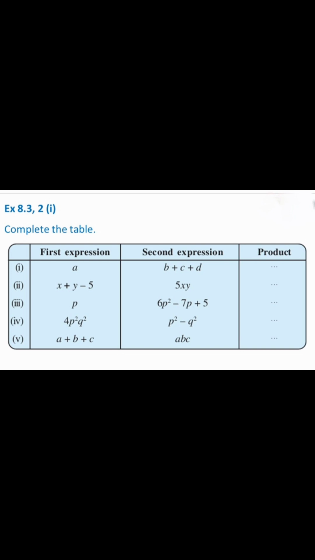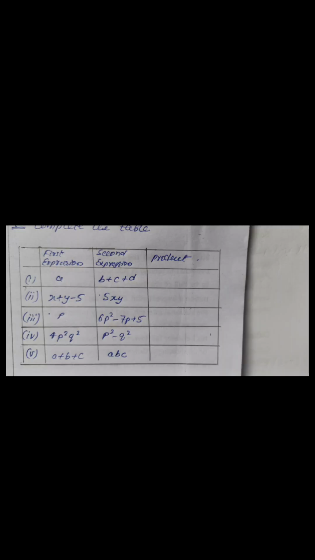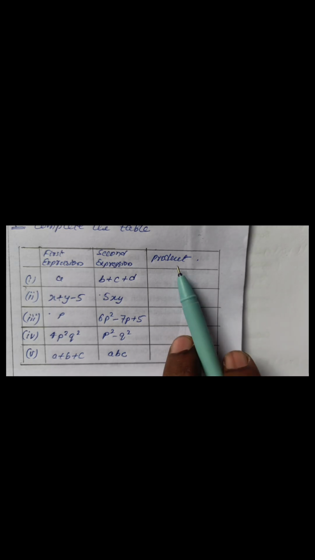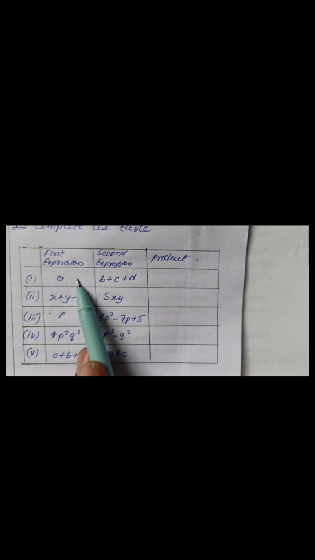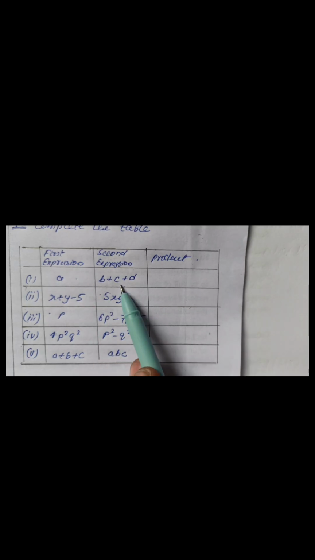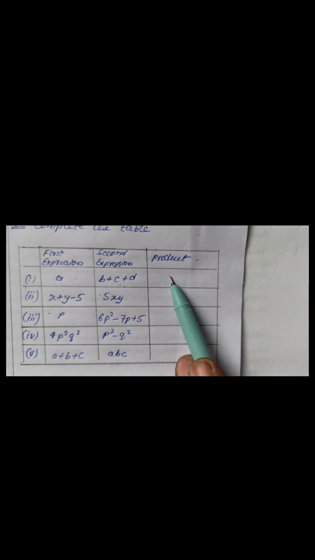Now we will move on to Exercise 8.3, second question. Complete the table. So we need to do multiplication here. Here they have given the first expression and the second expression. Product means whatever the result after multiplication we get, we need to write in the product. This is the first expression, this is the second expression, we need to multiply both, and the result we need to write here, that is the product.